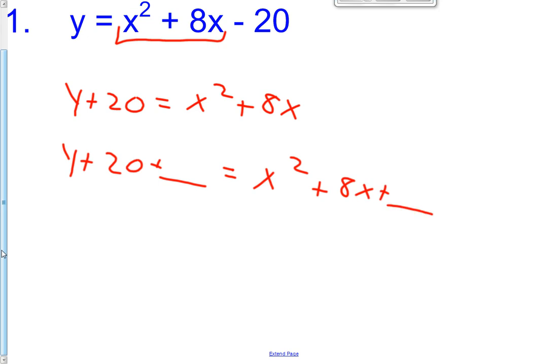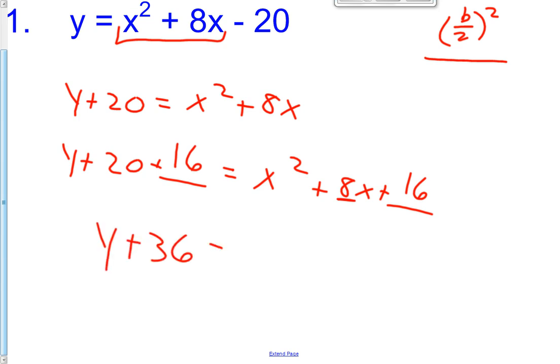To get that blank, we take b and divide it by 2 and square it. So the blank is b divided by 2 squared. So 8 divided by 2 is 4. 4 squared is 16. So if you add a 16 to the right, we also have to add a 16 to the left. So now we have y plus 36 on the left. That equals a binomial squared.